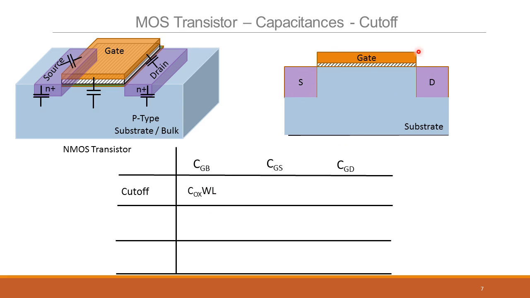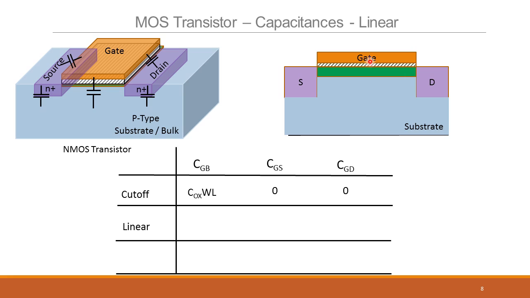What about CGS? There's nothing in the CGS here. Gate to source and gate to drain are nothing. There's no channel formed, so there's no contact from the backside to the source and drain. So these things are 0. Now let's talk about the linear region. What happens in the linear region? You get a channel formed in the substrate. The inversion happens and then you get a channel formed. And the channel actually contacts both the source and the drain, both the sides.